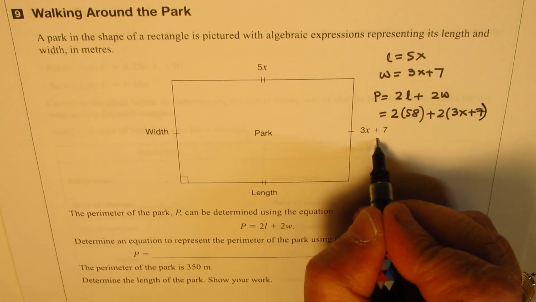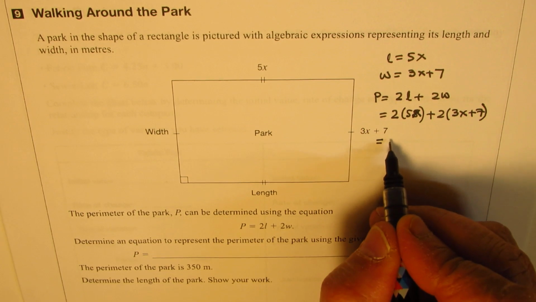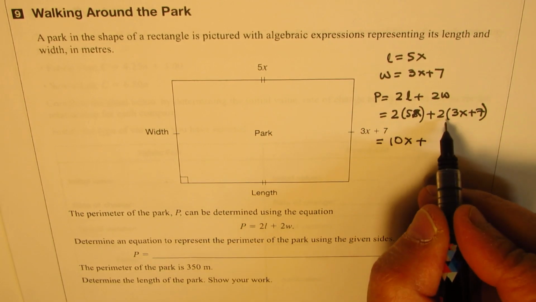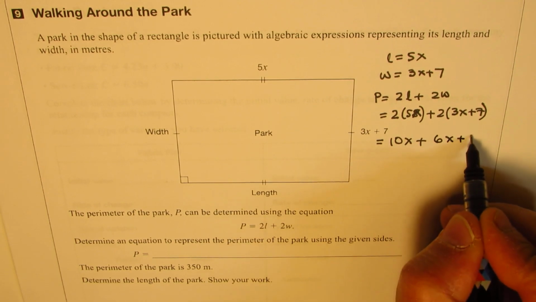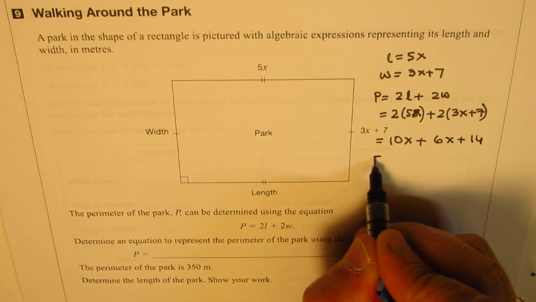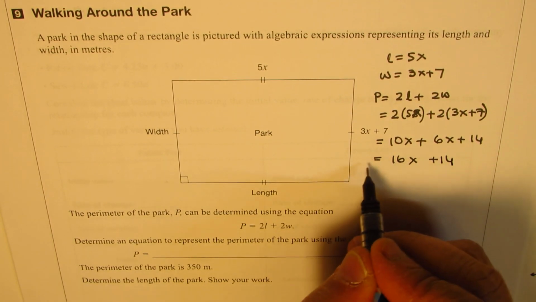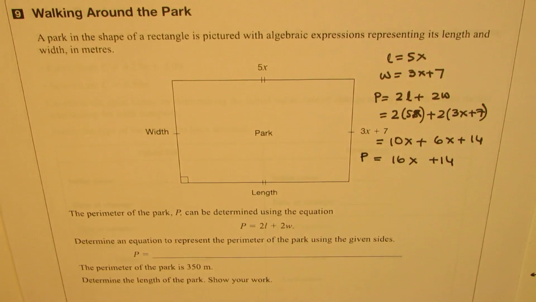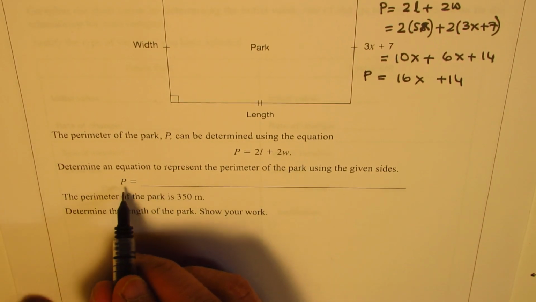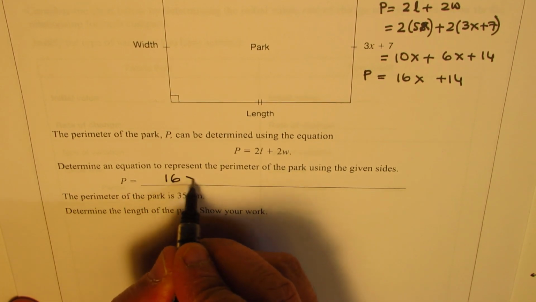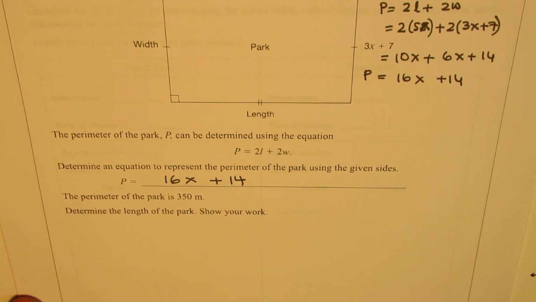Now it's very important to show all these steps. So when you multiply 2 times 5x, it becomes 10x. And when you multiply 2 by 3x and 7, you get 6x plus 14. Combine the like terms, 10 plus 6 is 16x plus 14. So that becomes an expression for perimeter. Perfect. So this is the answer which you are going to write here. Perimeter is equal to 16x plus 14. So that is how you're going to write.